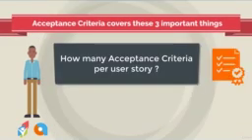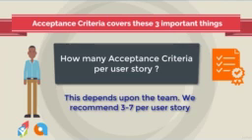One might ask a question: how many acceptance criteria per user story? This is totally up to teams. I recommend teams write anywhere between 3 to 7 acceptance criteria. And if it's more than that, they can always split that user story into 2.